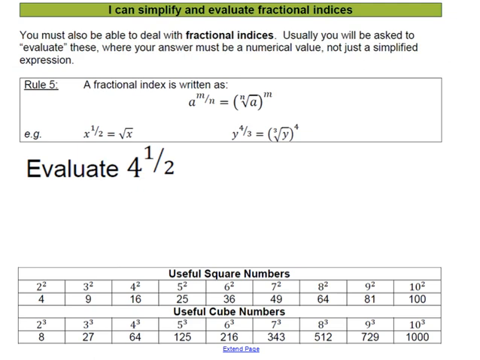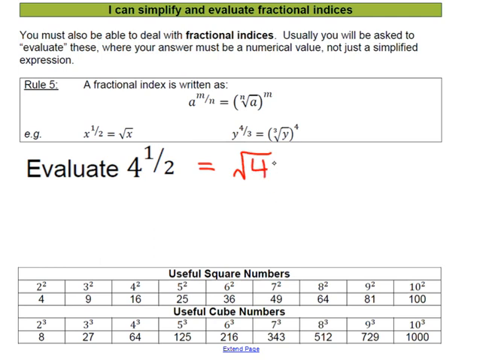So, in this first example, you are asked to evaluate 4 to the power of a half. So the first thing you're going to do is take it from a fractional power and write it here in what we call root form. So that would simply be the square root of 4.